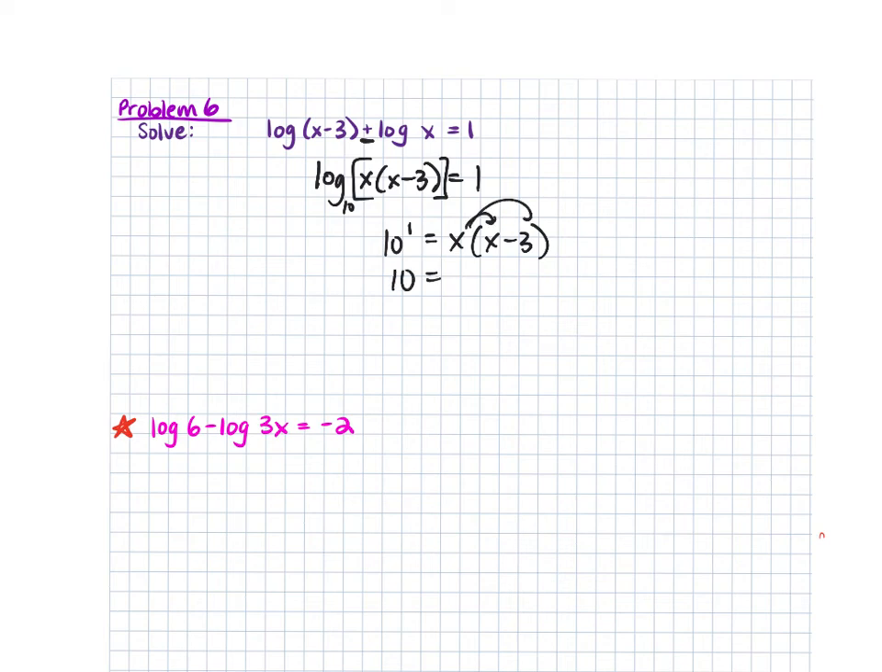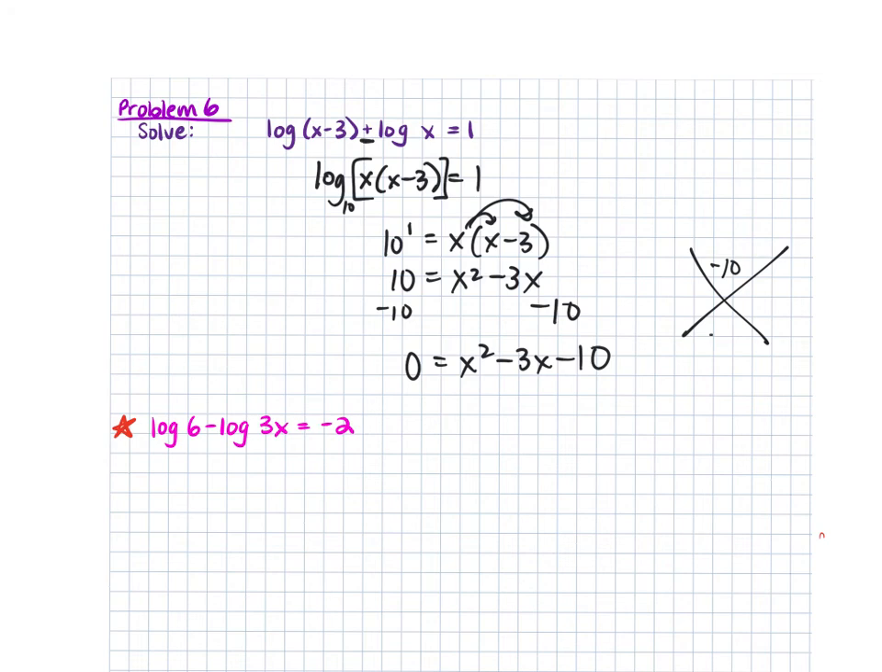So then we can just solve this nice algebra equation, although not nice, because then we're going to have to factor 0 equals x squared minus 3x minus 10. So to solve these, two numbers that multiply to negative 10 and add to negative 3: negative 5 and 2. So this is x minus 5 times x plus 2. And then set that equal to 0. That would be 0 when x is 5. That would be 0 when x is negative 2.